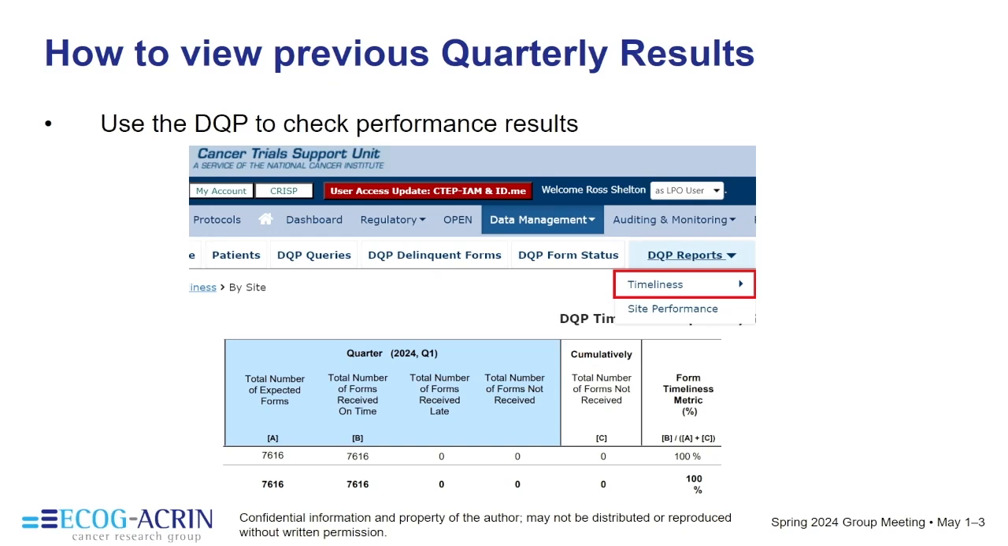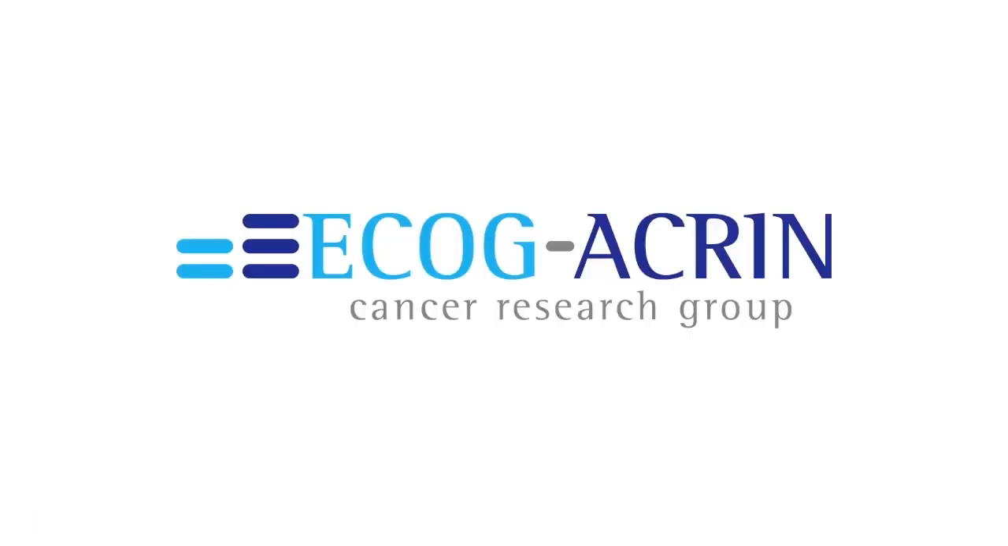As a note, this will include all cooperative groups on this report, but they are broken down study by study by each group, so you can filter it out and look at your current scores. And I believe that is all I have.